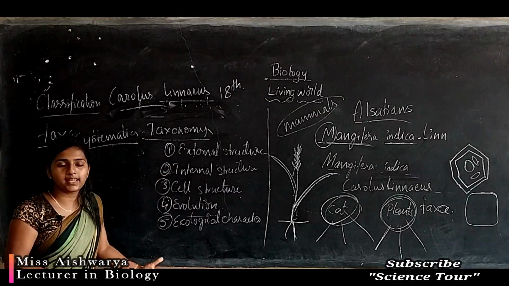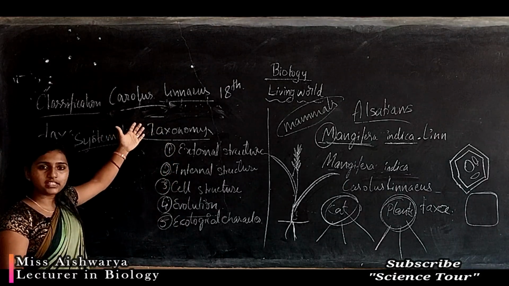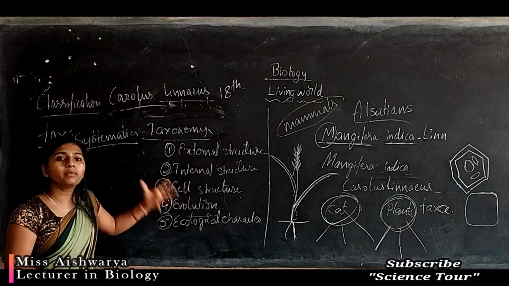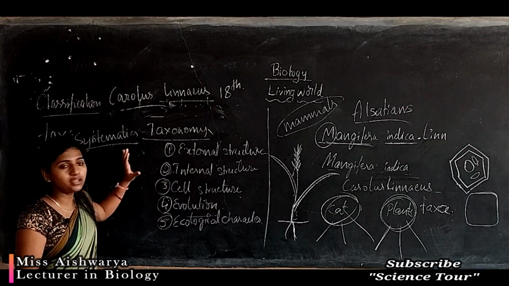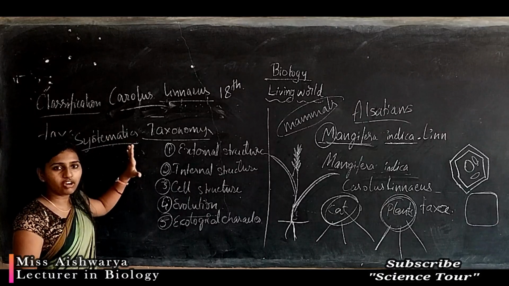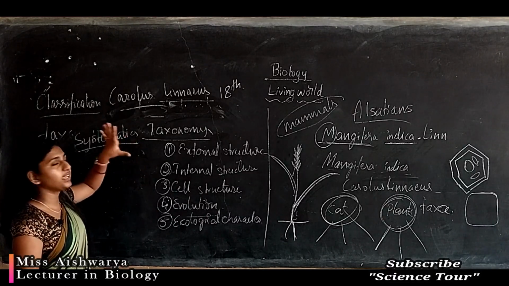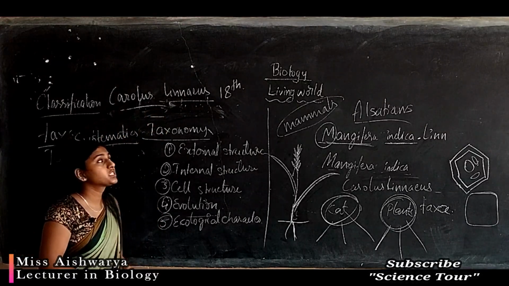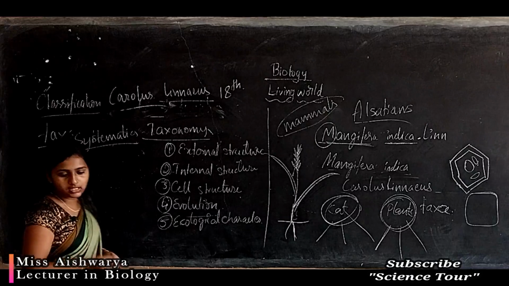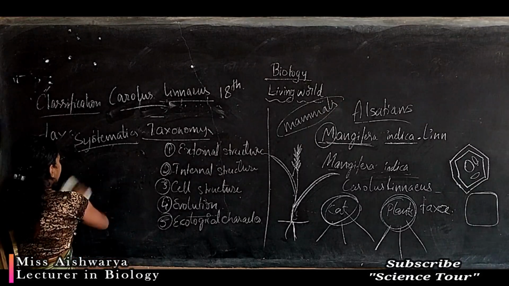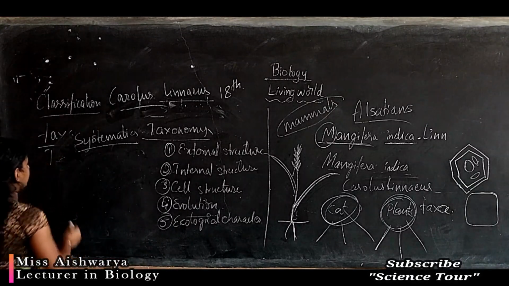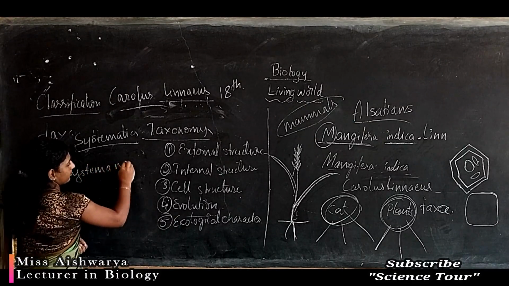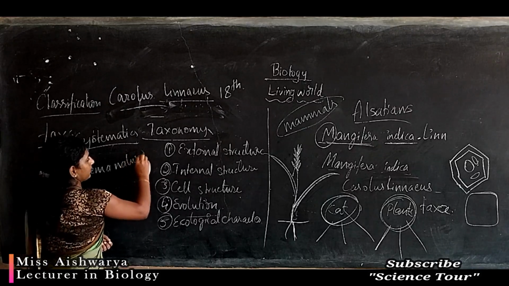Now we are in the 21st century. He started the classification system in the 18th century. Afterwards so many changes came in the process of classification of living organisms, but the starting process was started by Carolus Linnaeus, who is a Swedish scientist who wrote a book, Systema Naturae.